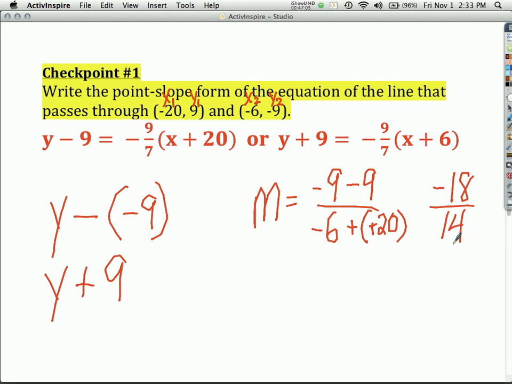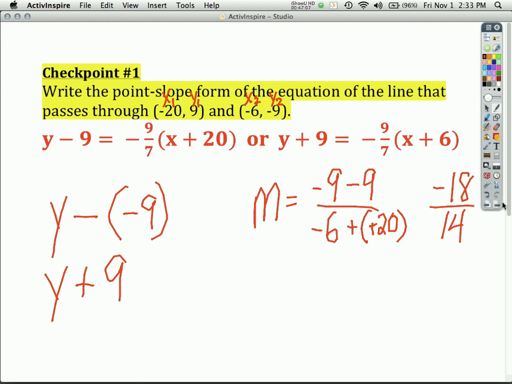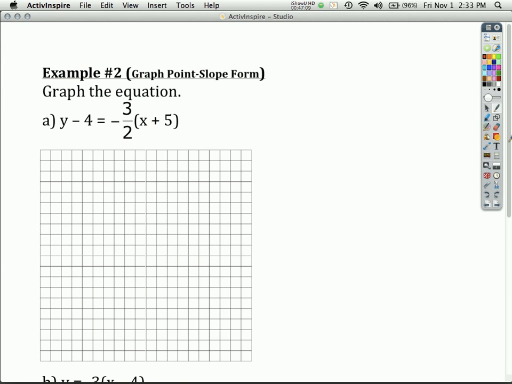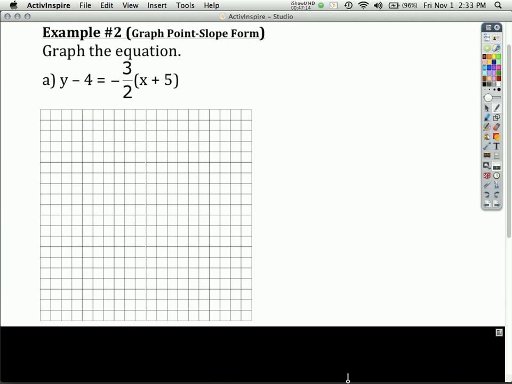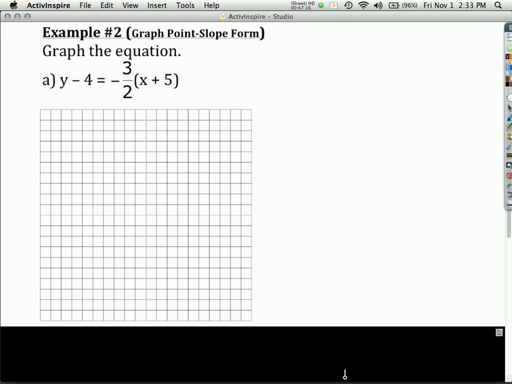Okay? So now I'm moving on. So now, example 2. How do we graph something in point slope form?